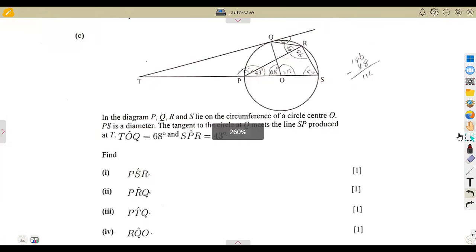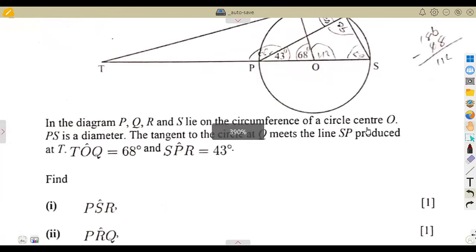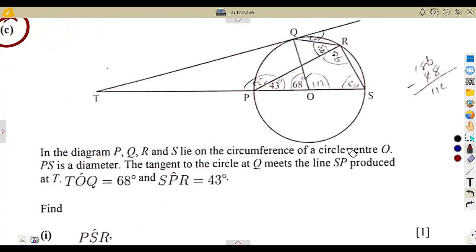Then circle geometry. We are given, in this case, this is C in the diagram, the circumference of a circle, center O. Then we have got the diameter. PS is the diameter. Remember, a diameter subtends an angle of 90 degrees at the circumference. So we are given this angle being 43 degrees, that is 68 degrees here, and so on.